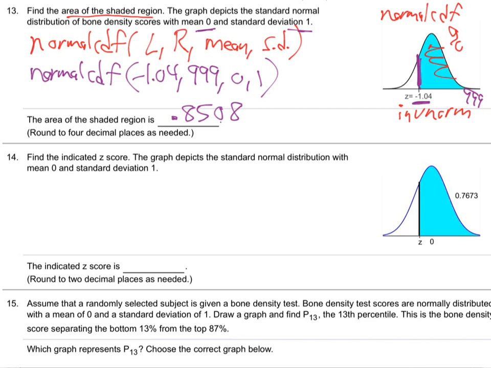Ready to move on to 14? So I'll just leave 14 right there. On 14, it says find the indicated z-score. So try 14, rather than me whipping it out real quick. Look at those notes if that helps, or think about what we're doing on 14. It's a little more tricky. I'll give you a second.